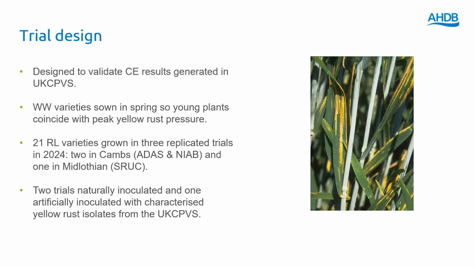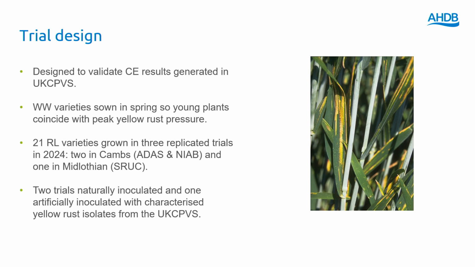But this year, we've piloted a new way of validating those growth room experiments. So that was sowing winter wheat varieties in the spring, so that those varieties would be at the young plant stage when yellow rust pressure is the highest in the field. There were 3 trials. There were 2 in Cambridgeshire and 1 in Midlothian. They tested the 21 RL varieties, and they were run by AHDB, NIAB and SRUC. 2 of those trials were naturally inoculated, and 1 was artificially inoculated with yellow rust isolates that were characterised elsewhere in the UKCPVS project.